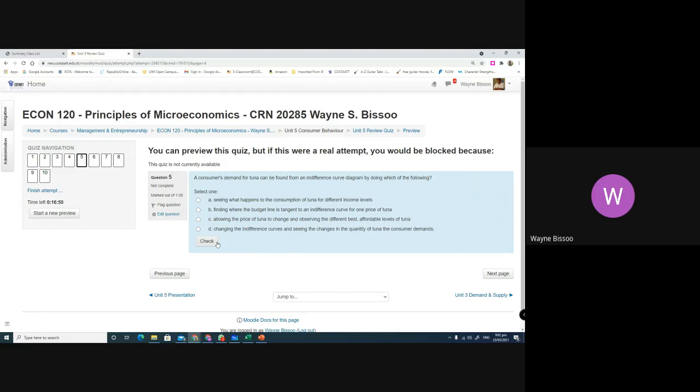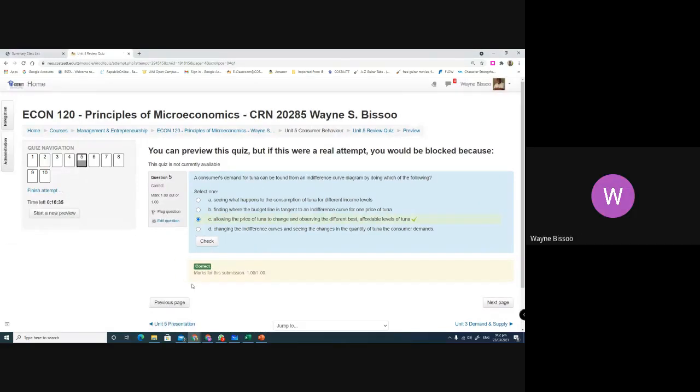This is based on the last thing we just did. Right, so it should be C. And it is C. By allowing the price of tuna to change and observing the different best affordable levels. That's what we just did when we pivoted and then saw where each of the indifference curves gave us the consumer's reaction, observing the best affordable levels of tuna. And that told us how much they would demand for each one. So, things for you to check.